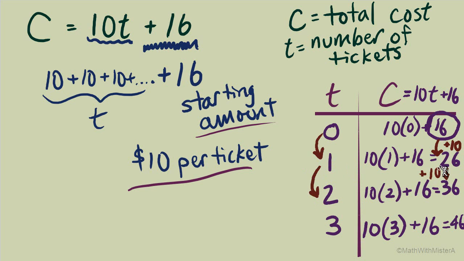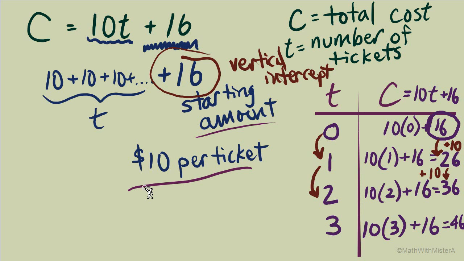Lastly, let's take a look at this graph, and again, we'll focus on the starting amount of 16. That's going to be, on the graph, the vertical intercept. And this time we'll look a little bit more closely at where we see on the graph the $10 per ticket. We know that it helps us get from one point to the next on that line, but we'll show a few more of the details about this rate of change. On the graph, we would call it the slope.